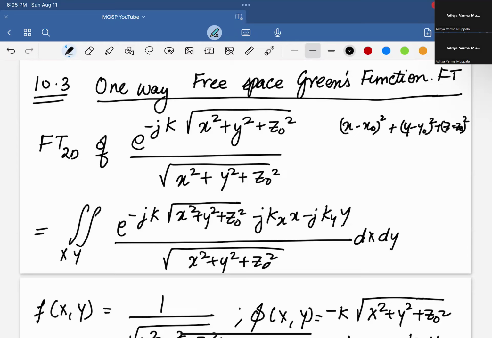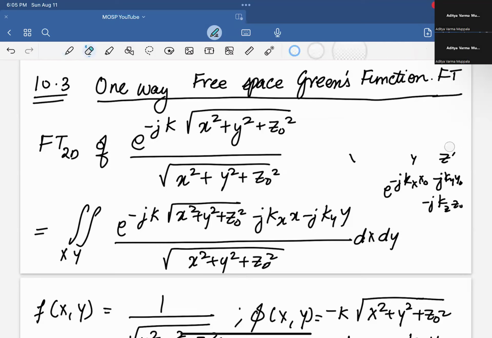Well, that's easy. Now you can just use the shifting property of the Fourier transform, and you can essentially replace this with some new variables x prime, y prime, z prime. And at the end, you'll add the phase terms. So you'll get an e to the minus j kx x naught minus j ky y naught minus j kz z naught. Right, so that's just using the shifting property of the Fourier transform. So essentially, we've solved the general Fourier transform result, not the specific case, by doing this.